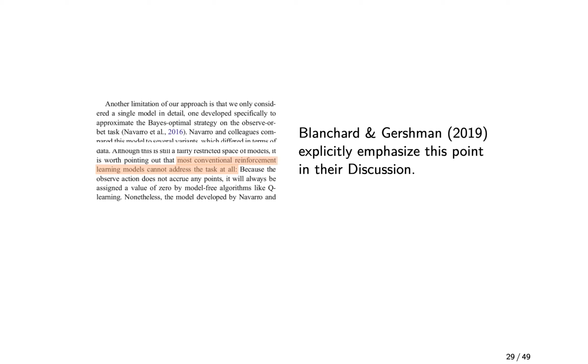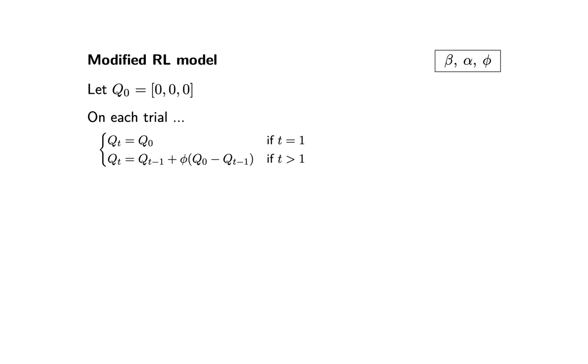However, under a strict interpretation, reinforcement learning should not be able to capture observe-bet task performance, a point which Blanchard and Gershman explicitly emphasize in their discussion. But by relaxing a few strictures, I successfully adapted reinforcement learning for the observe-bet task by developing a modified RL model, which I will build up for you now. Before the first trial, we assign all actions, bet on orange, bet on blue, observe, a value of 0. On each trial, we either initialize or forget the values from the last trial. We convert the value into action probabilities with inverse temperature beta and use those to roll the dice on an action. And then here's the modified bit.